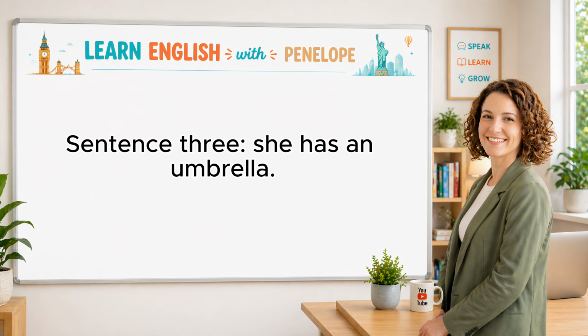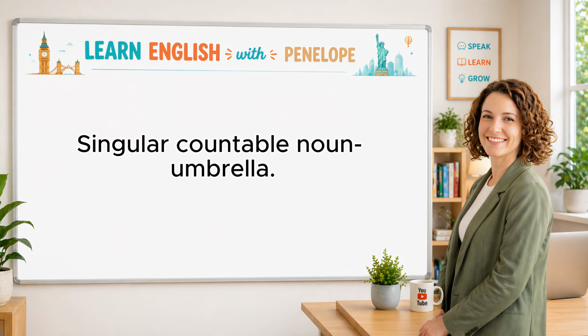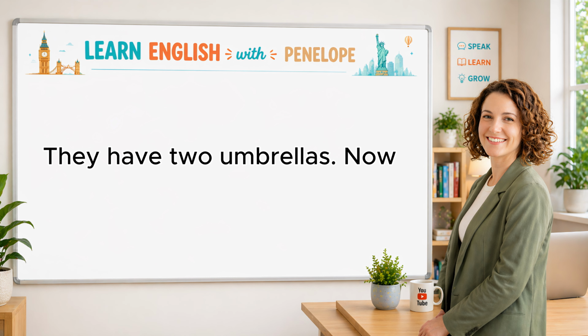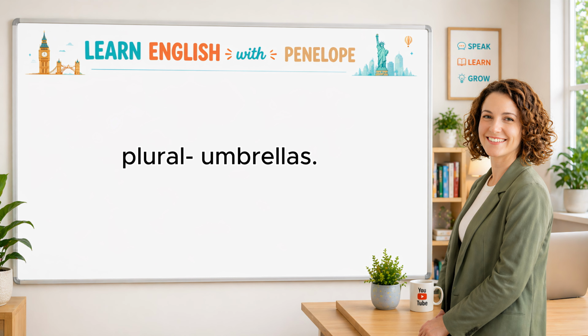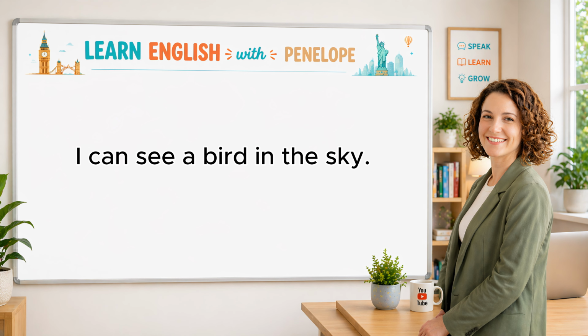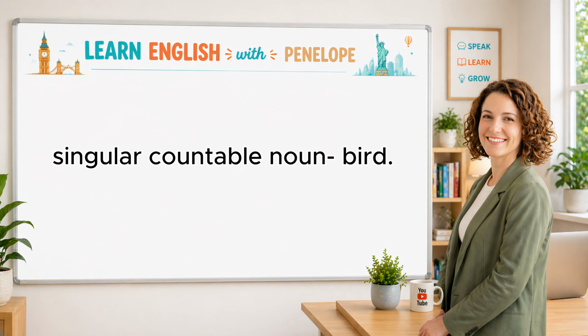Sentence 3. She has an umbrella. Singular countable noun, umbrella. We use an because umbrella starts with a vowel sound. Sentence 4. They have 2 umbrellas. Now plural, umbrellas. Sentence 5. I can see a bird in the sky. Singular countable noun, bird. Sentence 6. I can see many birds in the sky.